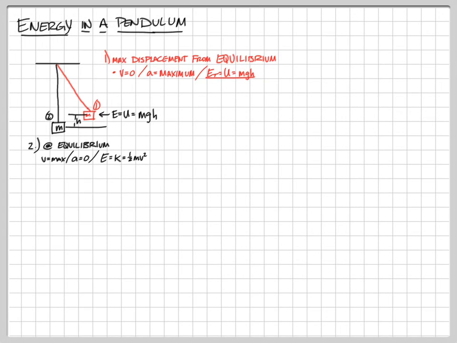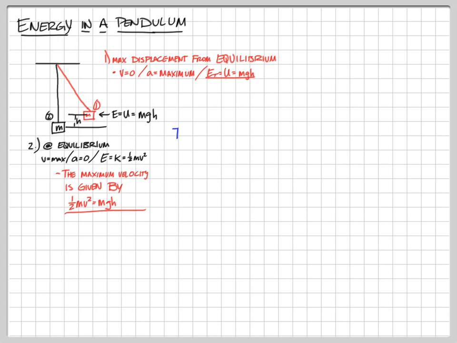So, at equilibrium, all of my energy is kinetic. And then what we could do to find the maximum speed is set our potential energy equal to our kinetic energy. So that maximum velocity is given by that equation. We could solve for it. But we've done that before, just not with the pendulum.